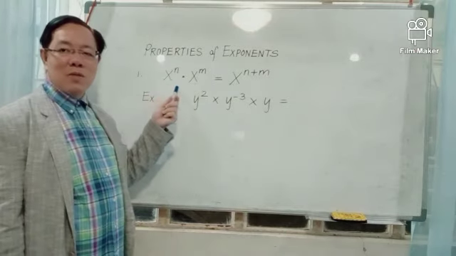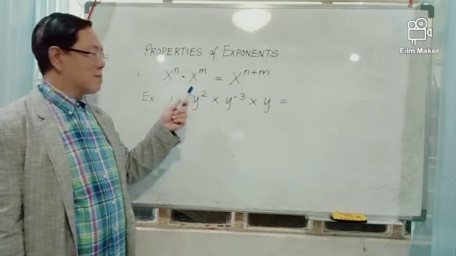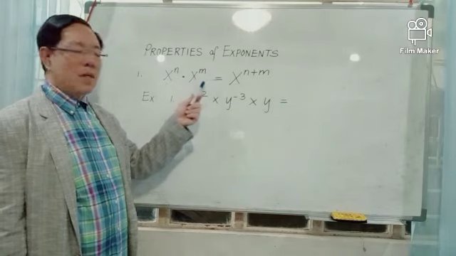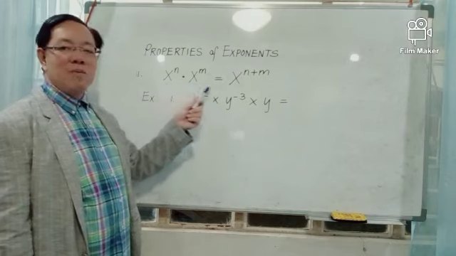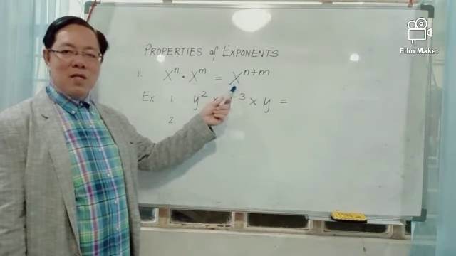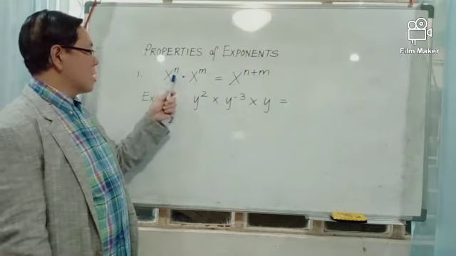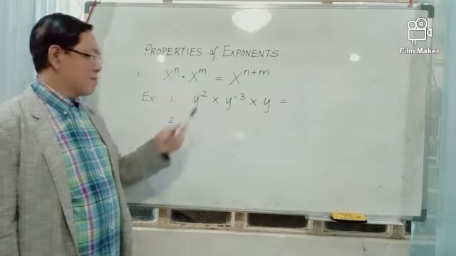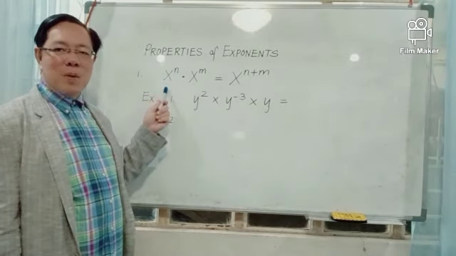This property applies only when you are multiplying two exponential notations with a common base, such as x to the n and x to the m. And to find the product of these two exponents, copy the common base, and the exponent of the base in the product is the sum of the exponents of the exponential notations given. We take an example. We apply the first property of exponent.